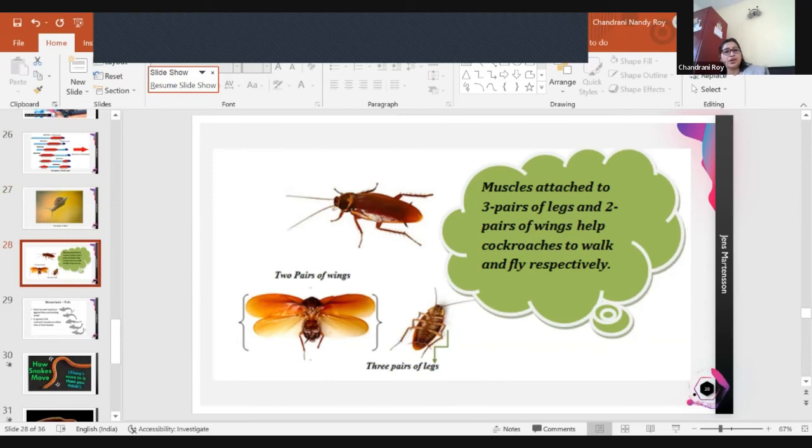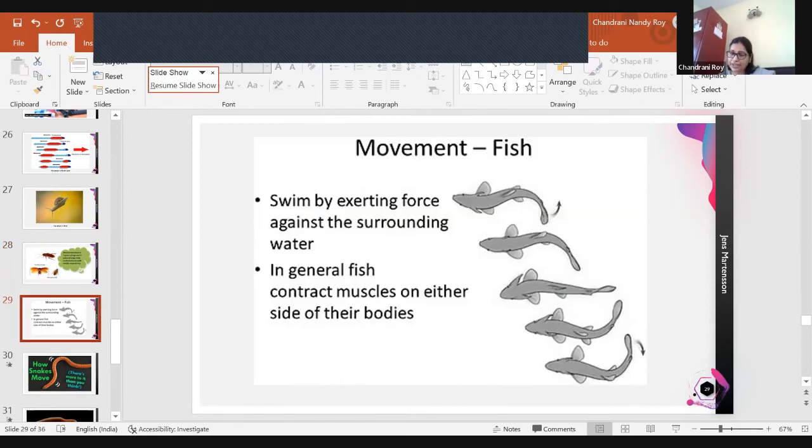The moment we say cockroaches, everybody immediately finds it very repulsive. But here they give a very important clue to how the insect world moves. So we can show them a live cockroach with 3 pairs of legs and 2 pairs of wings. We can tell children that they use the wings sometimes to fly, though most of the time they are found crawling around. For movement in fish, again, the videos are very helpful for children to understand.